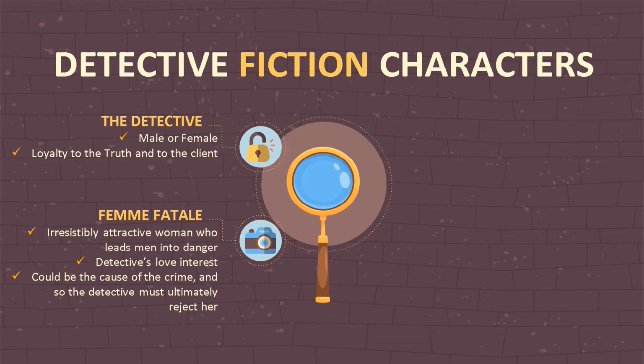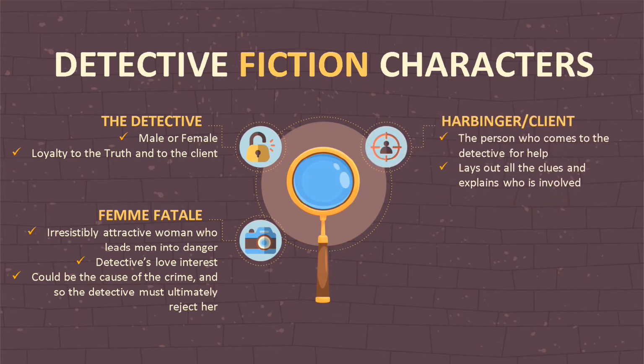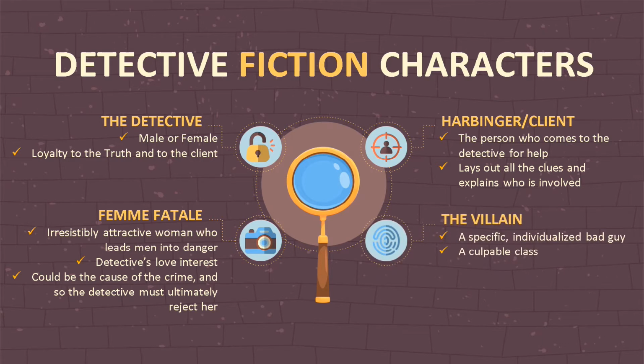It is an irresistibly attractive woman who leads men into danger and is also the detective's love interest and could be the cause of the crime, and so the detective must ultimately reject her. Third, the harbinger or the client, the person who comes to the detective for help, and the individual who lays out all the clues and explains who is involved in the crime or in the case. Fourth is the villain, a specific individualized bad guy, a culpable class or type such as mobsters, or anyone who is involved in or devoted to wickedness or crime.